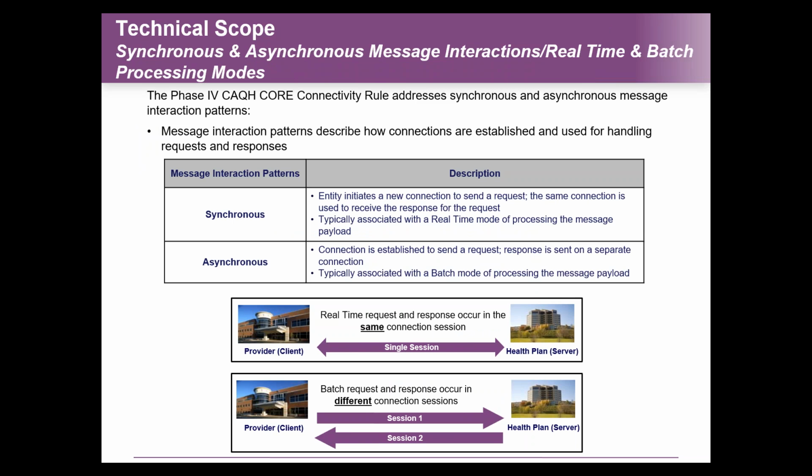So there are two primary modes of message interactions in the Phase IV connectivity rule. The synchronous mode is used for the real-time interaction, where a client submits a request and waits on that session for a reply from the server. The diagram at the bottom of this slide shows an interaction where you have a real-time request and a response coming back on the same connection. And the one below that shows a batch interaction in asynchronous mode, where a client submits a batch in session 1, and it may pick up its results on session 2, which is an asynchronous mode of communication. So that's typically the interaction used for batch mode processing. Next slide, please.